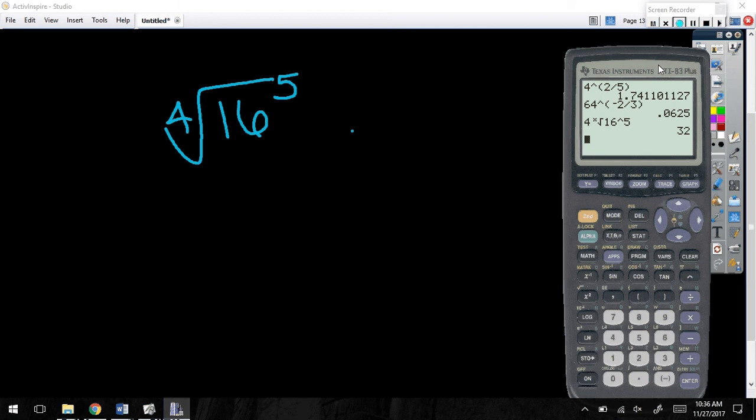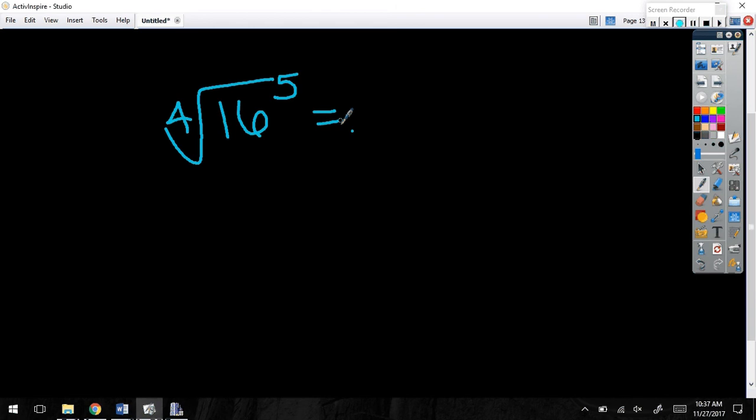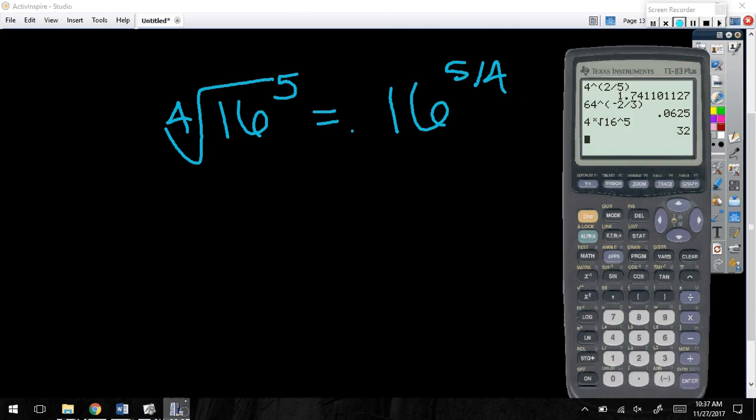Guys, I am trying to help you. I am trying to explain to you, if you don't have this calculator, how you can utilize the calculator you have to still solve the problem. Everyone in here has a calculator that will raise to a power. You might not have a calculator that will do a certain root, like a fourth root, but we've spent all morning talking about how to change this from a root to an exponent. So this is the same thing as 16 to the what power? 5 over 4.